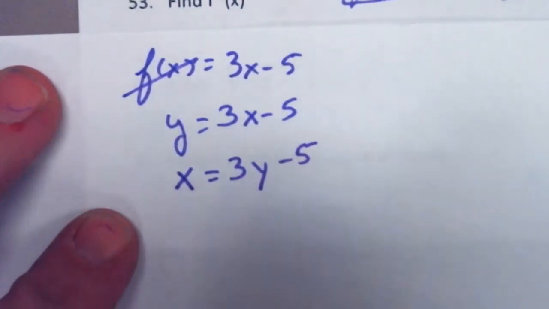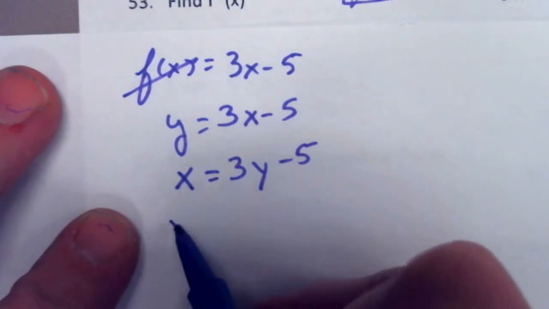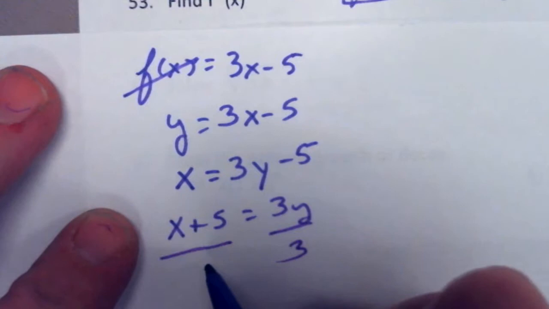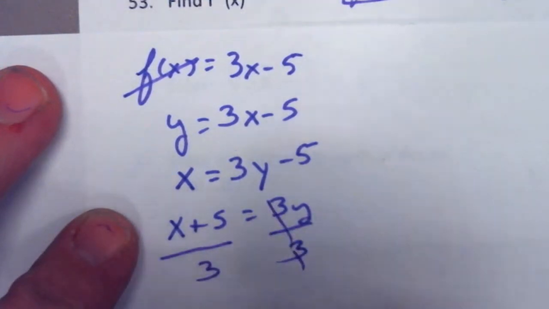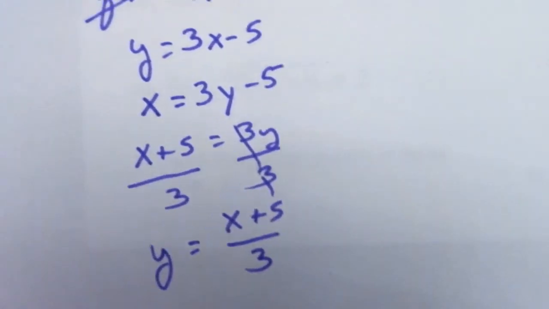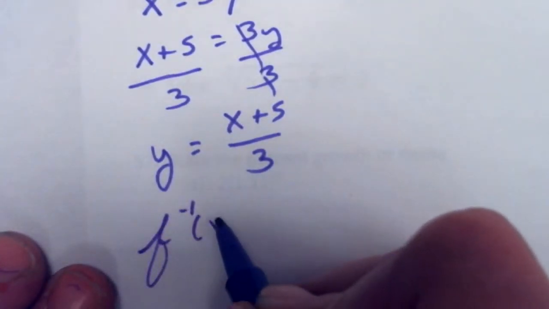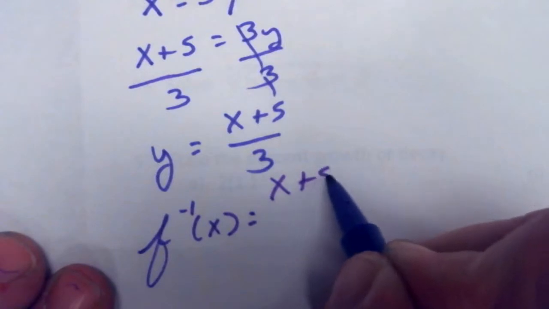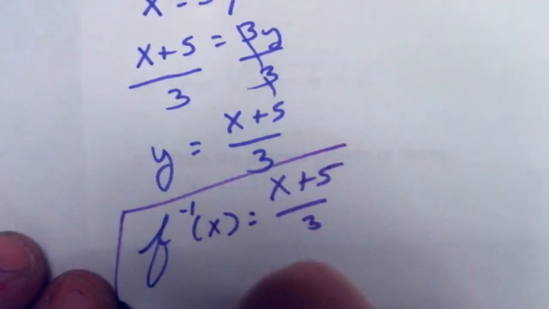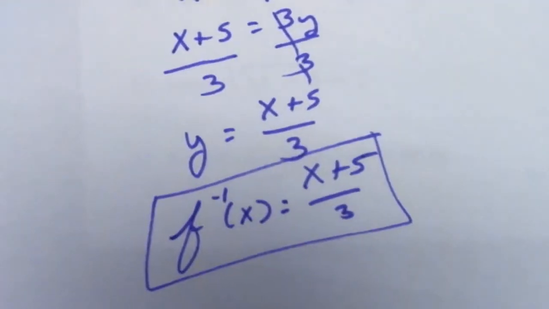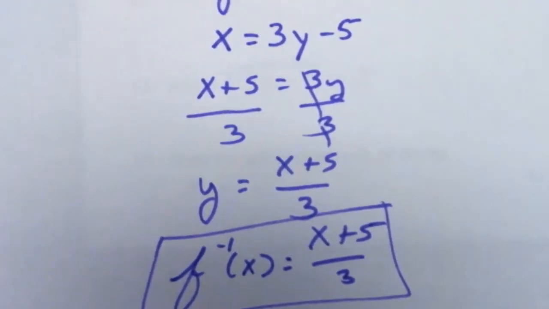All right, and the next step, just solve for y. So add 5 to both sides, x plus 5 equals 3y. Then divide both sides by 3 to get the y by itself. So y officially equals x plus 5 divided by 3. Well, the official notation is going to look more like this. f inverse of x equals x plus 5 over 3. And that should be the final answer for number 53. All right.